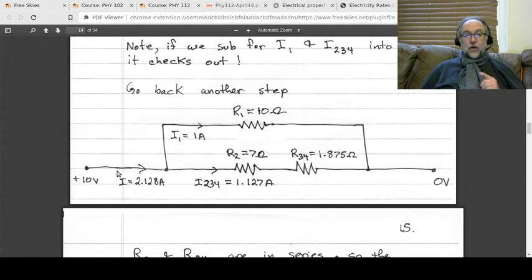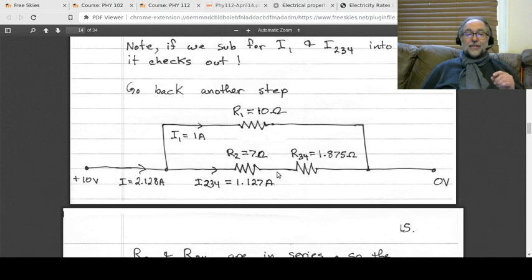So you've got a current coming in here. We know that that current is 2.128 amps. It splits into 1 amp going up this way and 1.27 amps going that way. I know that that's a 7 and that's an 8, but just a round off here, okay? So we've got the 1 amp going through the 10 ohm resistor, R1, and we've got 1.127 amps going through both R2 and R34.